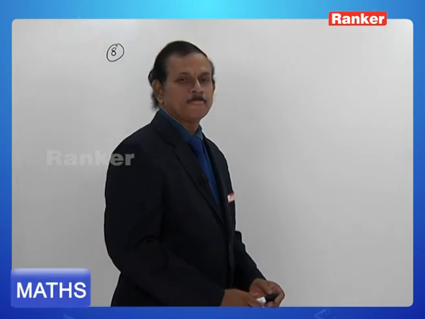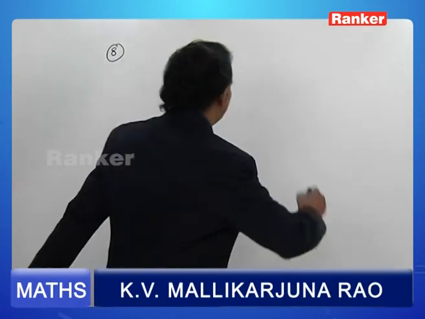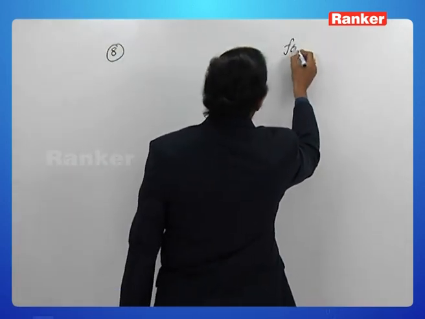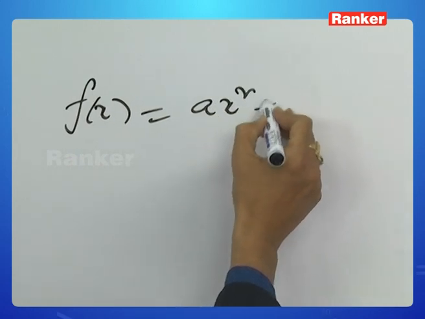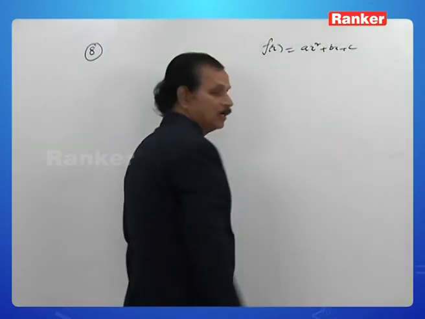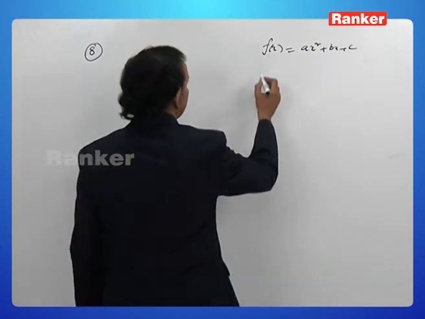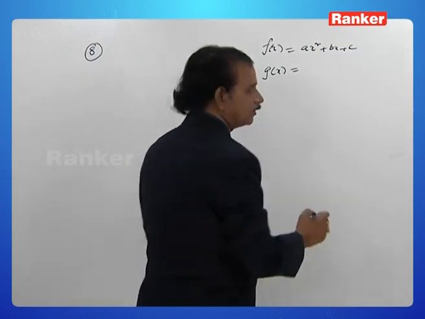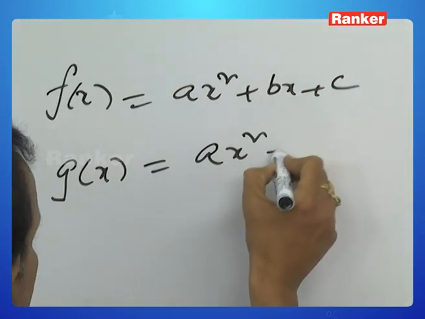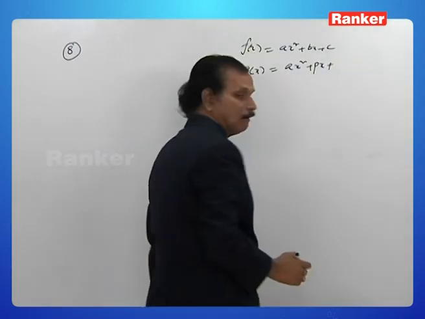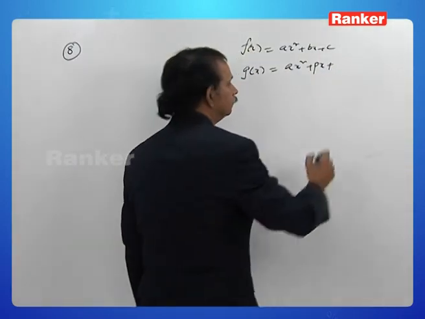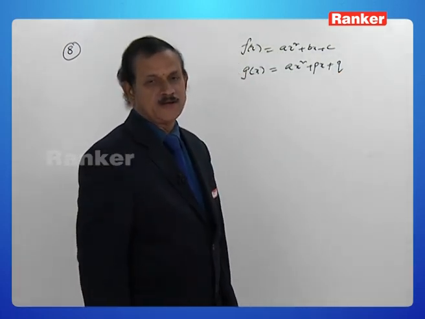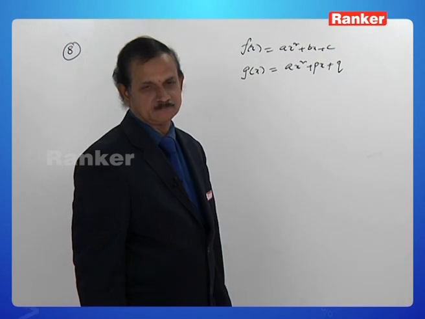First of all, what are the polynomials given? First one is f of x is equal to ax square plus bx plus c. And the second one is g of x is equal to ax square plus px plus q. That is a quadratic, and this is also a quadratic.